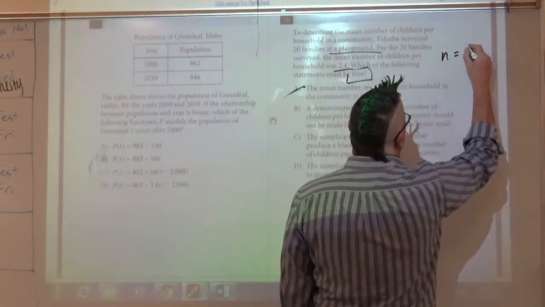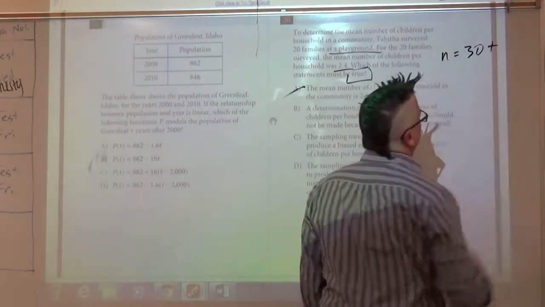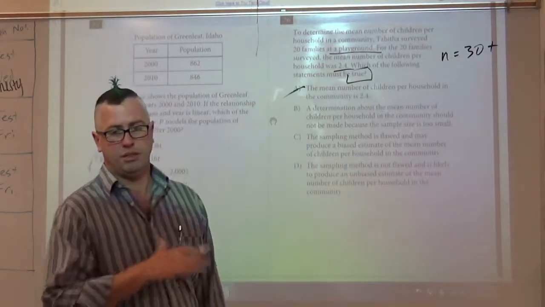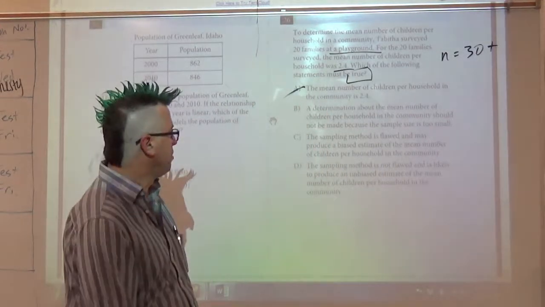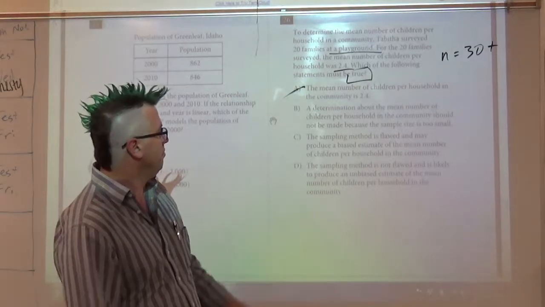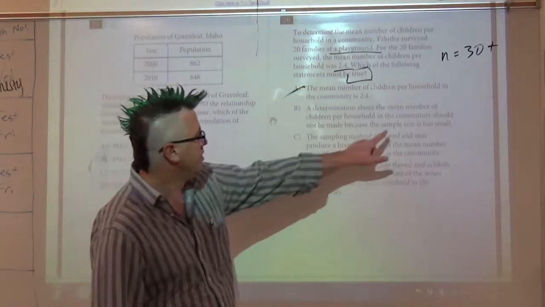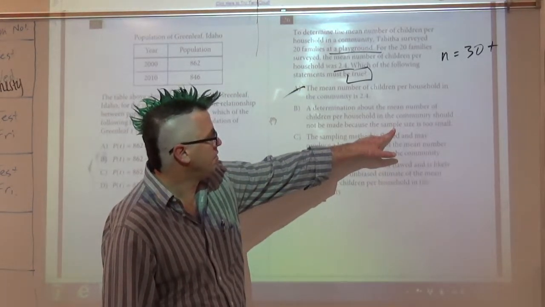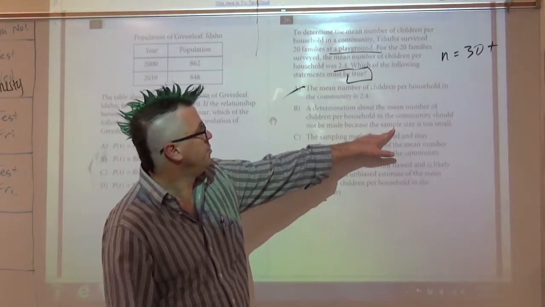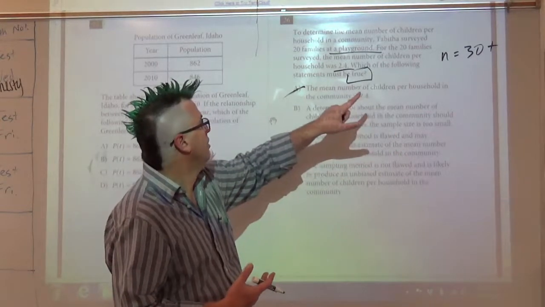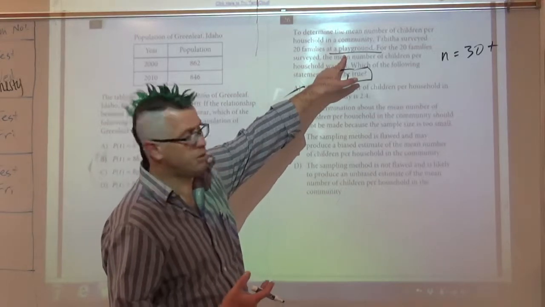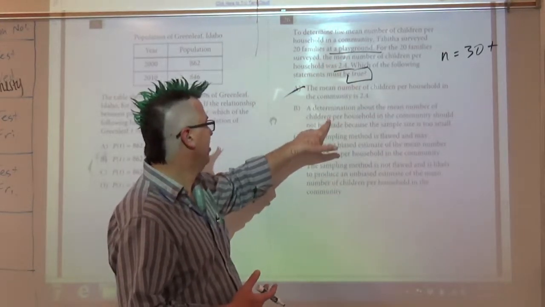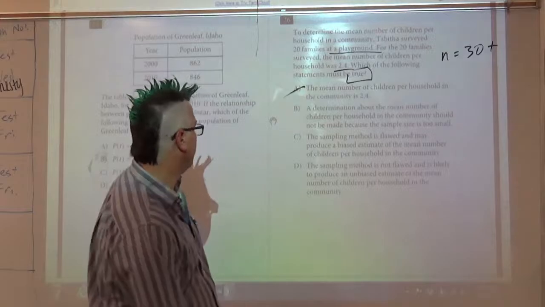In a sample size, usually you want 30 or better. Anything under 30 is considered a small sample size. However, not only is the sample size too small, but these people weren't randomly selected. They were chosen because they were at the playground. So maybe, but I don't like it 100%.